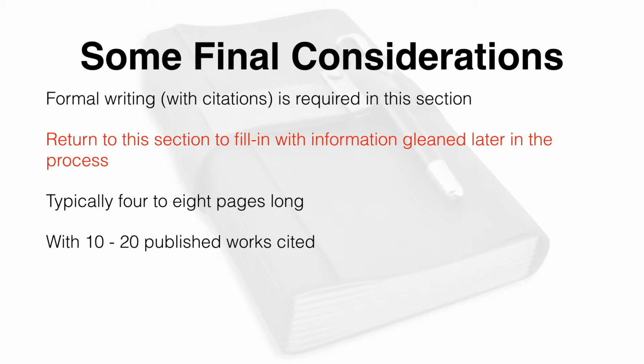Typically, reviews of literature are 4 to 8 pages long. That also takes into account double spacing, typical font size, and typical margins. And also, a review of literature should have at least 10 to 20 published works that are cited.